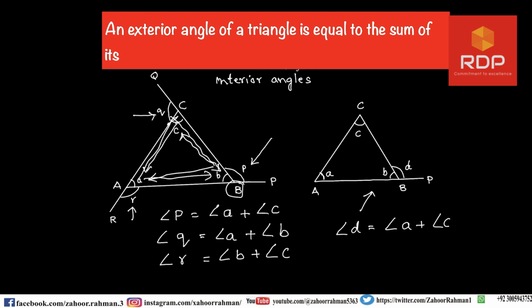So remember, according to the second theorem, an exterior angle of a triangle is equal to the sum of its interior angles. Yes, we defined that. Now let us elaborate that with the help of a software. This is the software, and let us find that property.